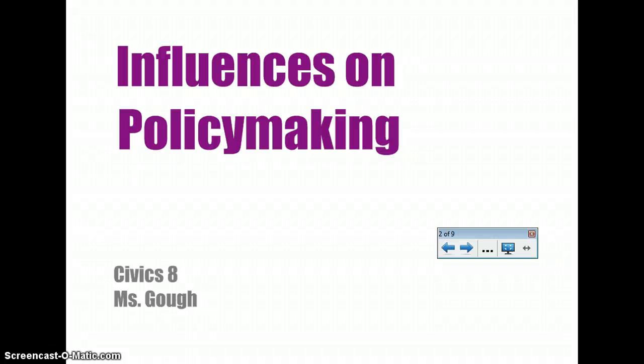From what we have just learned, public policy is concerned with the decisions and actions that the government takes to deal with issues and problems that affect the entire community. There are many different influences on this policy making. You will need to follow along with this presentation to fill out the notes that are left on your public policy foldable.